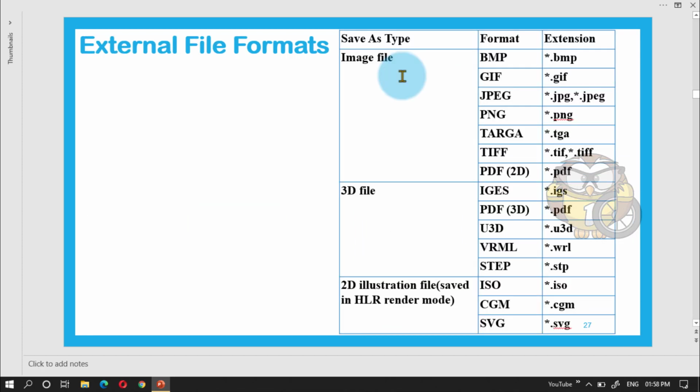Next, external files. We use Save As. Whenever you want to save to other file types, this method is supported. You are able to make PNG and GIF image files. For 3D files, using Creo you can make an IGS file, 3D PDF, U3D, and .wrl file. These are the formats we can convert 3D files to. At the same time we can convert 2D too; ISO, CGM and SVG formats are also available.